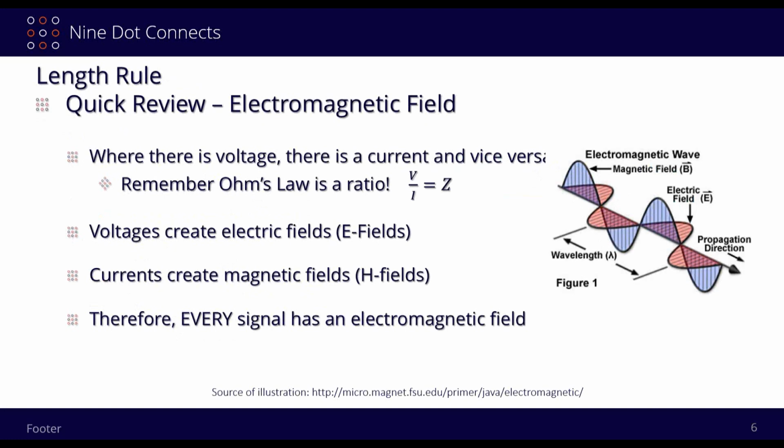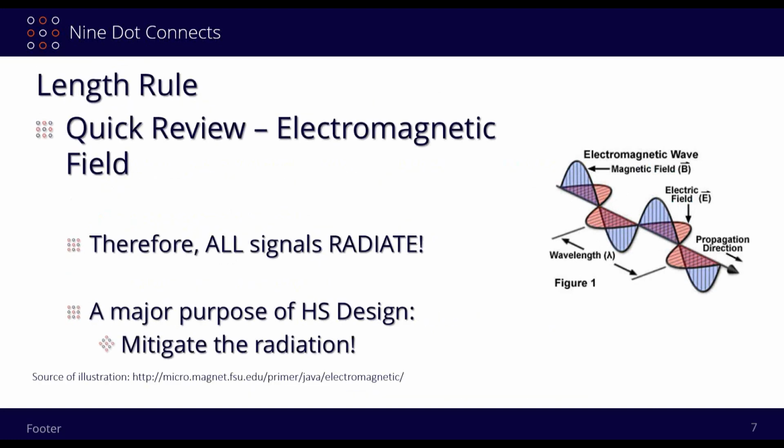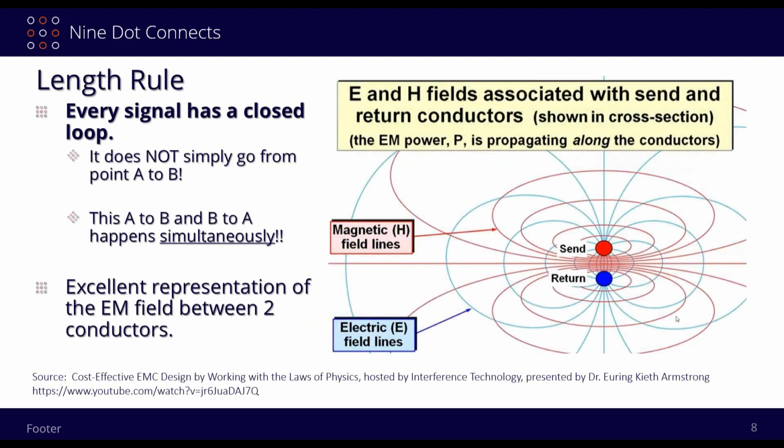And that's my next slide over here. All signals radiate just by the mere fact that we push current, which is a bunch of electrons, from point A to point B. So what's really the major purpose of high-speed design is to mitigate the radiation, right? Well, here's another thing we've got to remember.